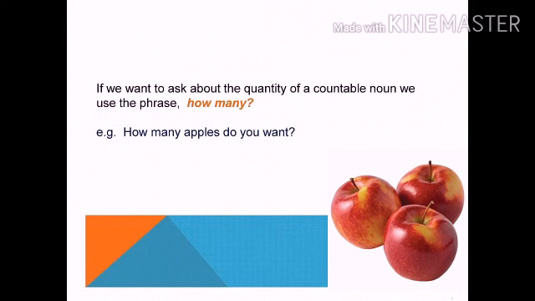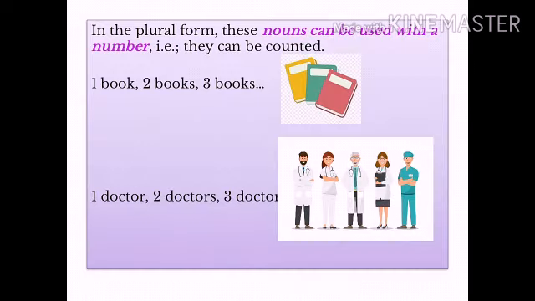If we want to ask about the quantity of a countable noun, we use the phrase how many. Like I did when I showed you the examples. How many apples do you want? I want 3 apples. See, you are able to get an answer. You are able to get a number when you say about these nouns, isn't it? In the plural form, these nouns can be used with a number. That is, they can be counted. That's why they are called countable nouns.